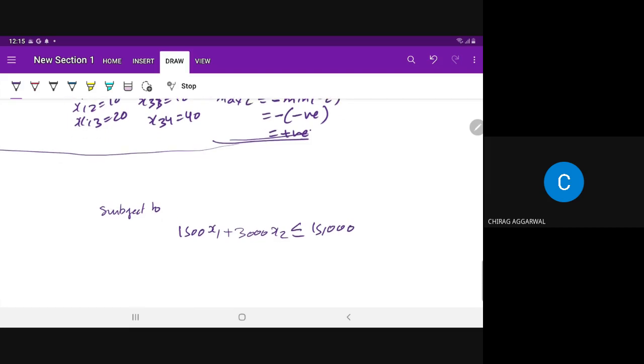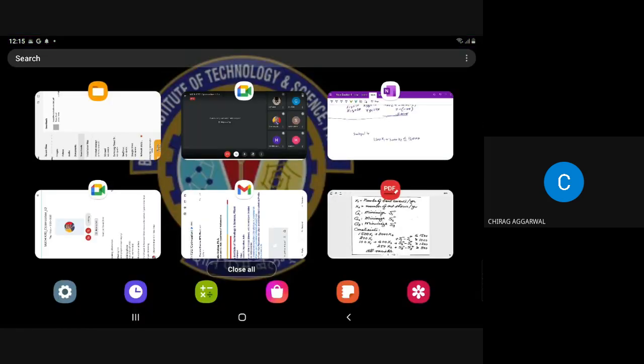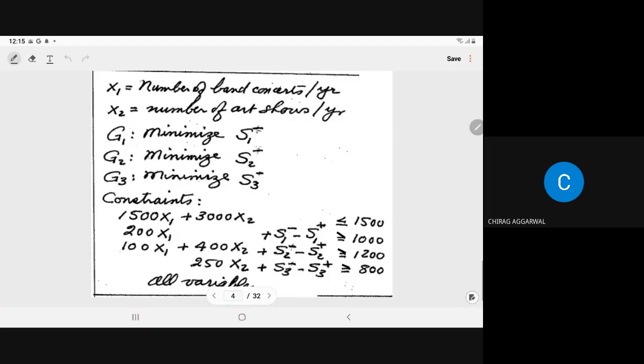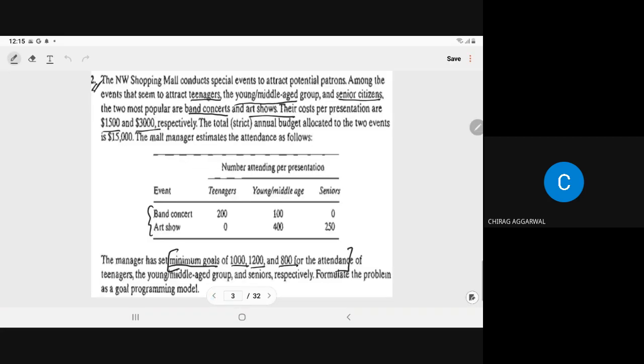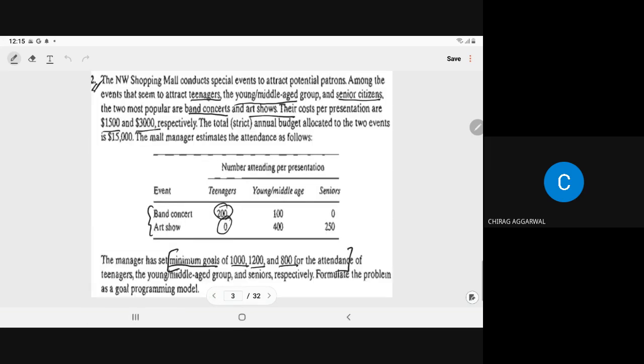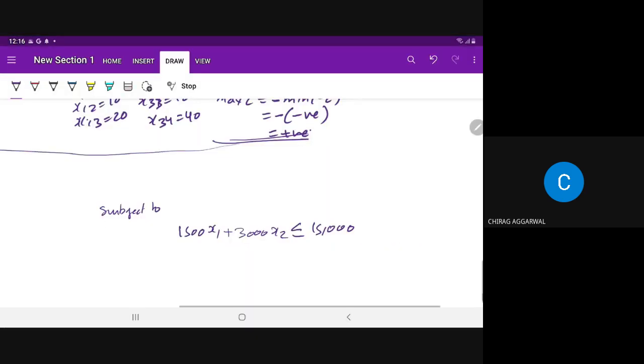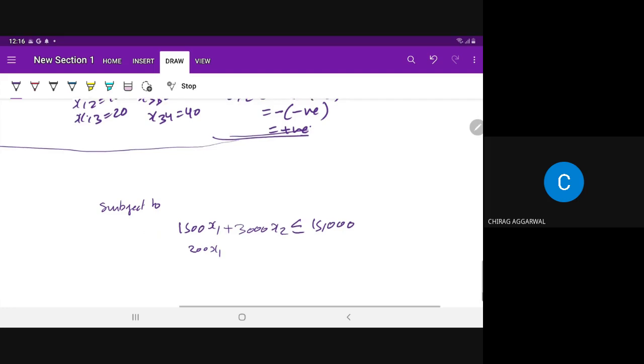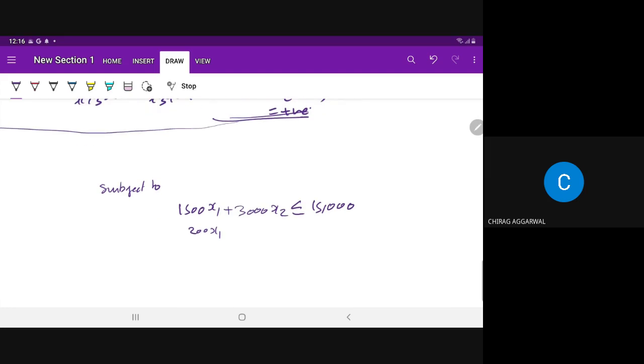Then the number of teenagers attracted by the band concert and the art shows are 200 and 0. So the total number of teenagers attracted will be 200 x1 only.